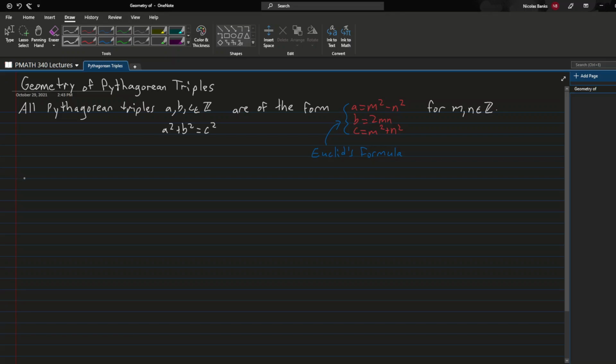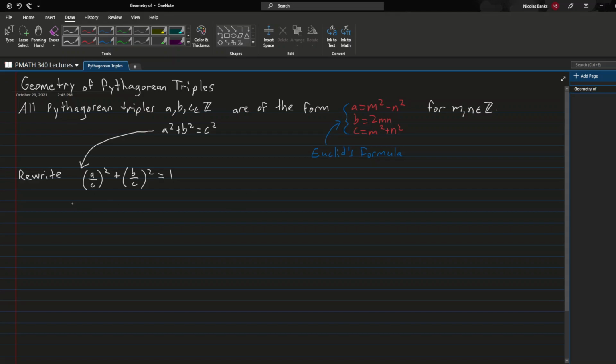So how do we start? Well, this starts with an observation that Tomasz mentioned in his lecture. We rewrite that equation, the defining equation of a Pythagorean triple, as a over c quantity squared plus b over c quantity squared equals 1. We just divide every term by c squared, and we get this expression.